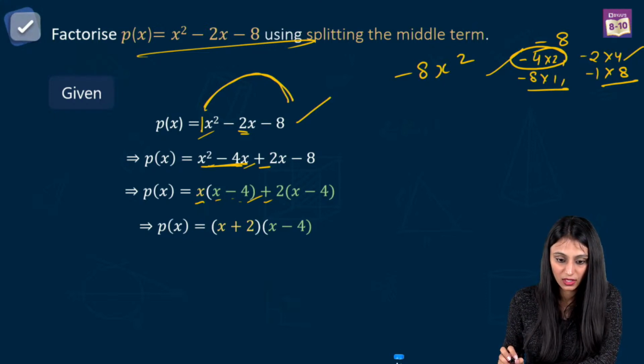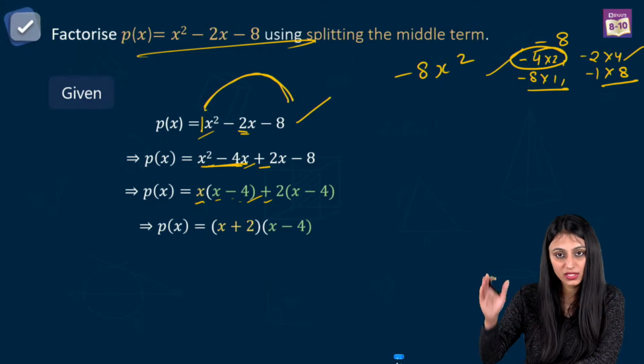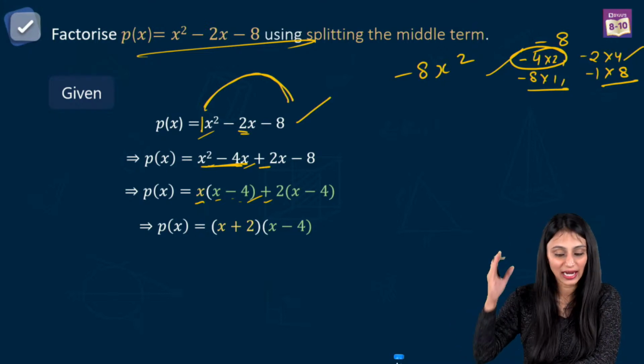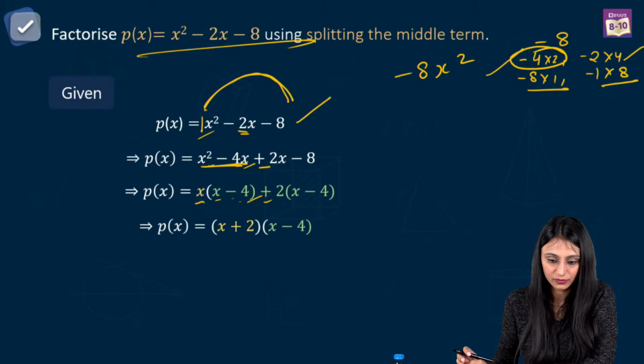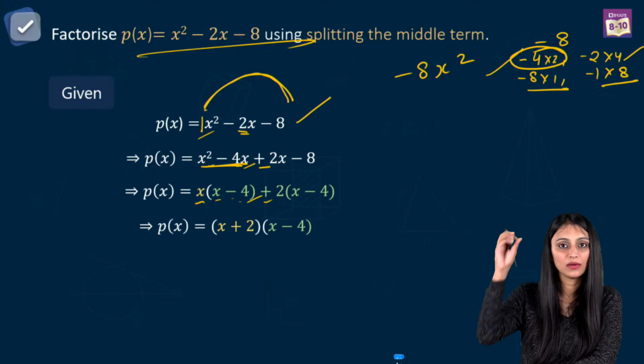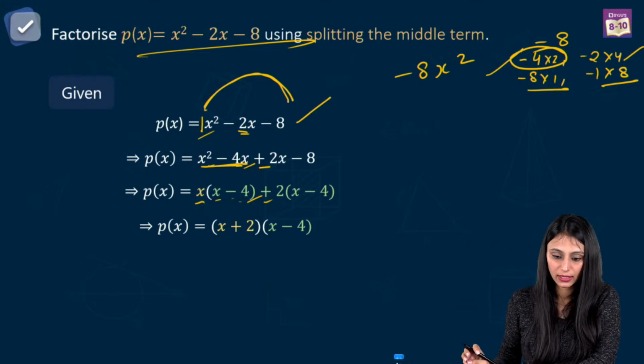If it is not in the standard form, first arrange them in the standard form. Write it down in the standard form first. Standard form is from higher degree to lower one.